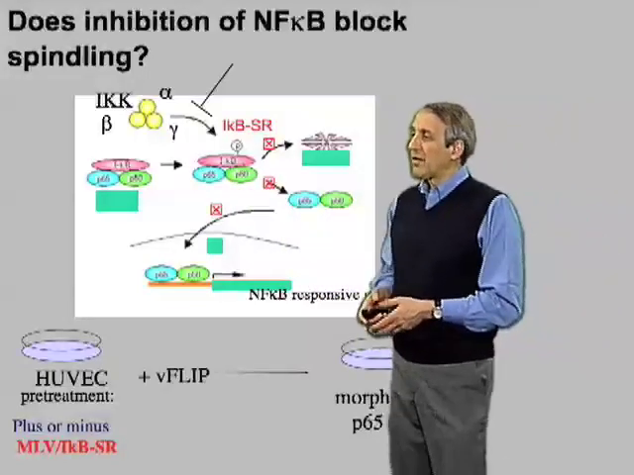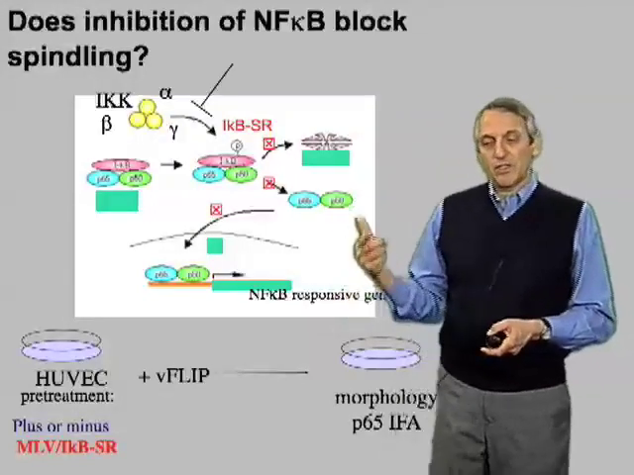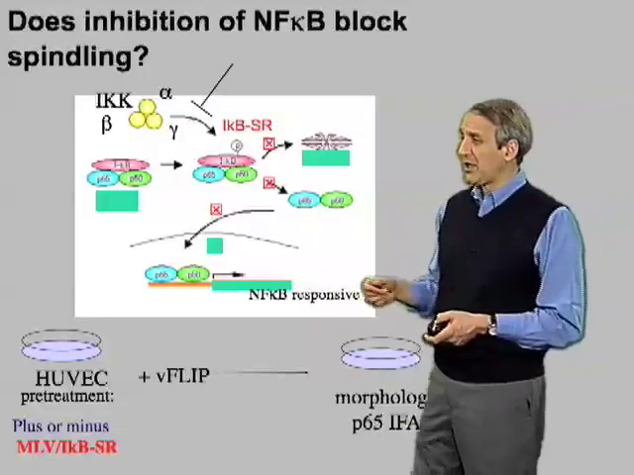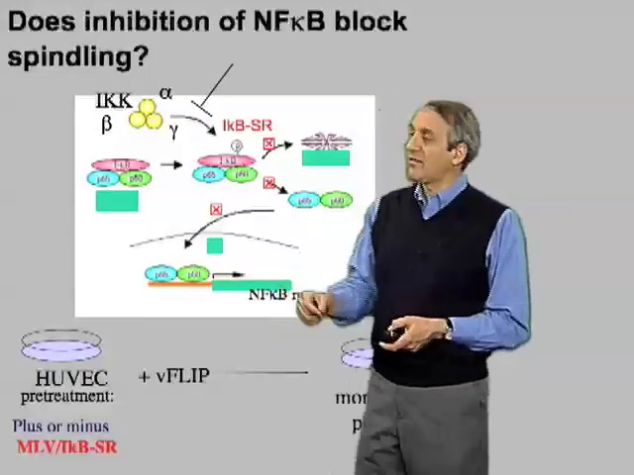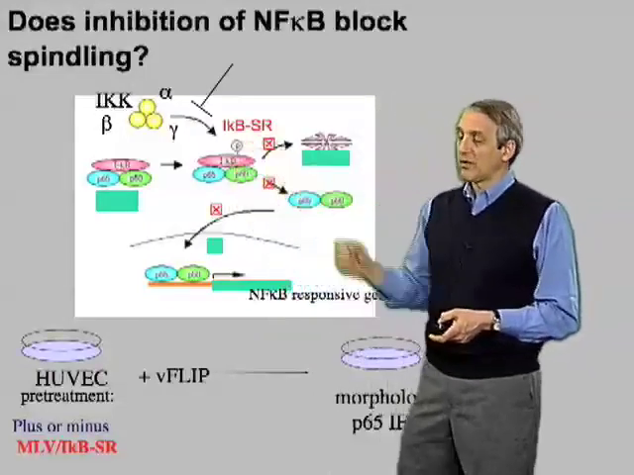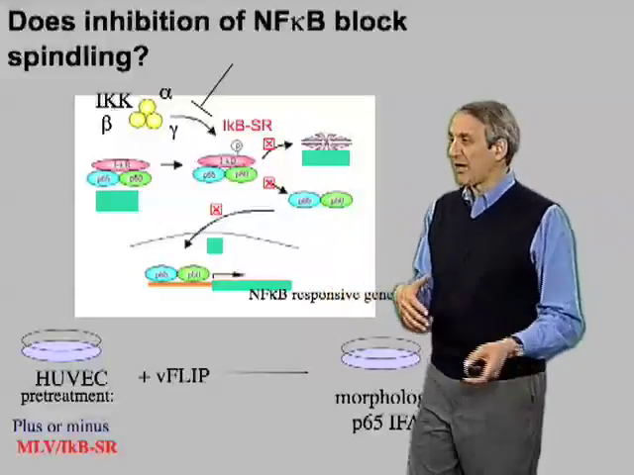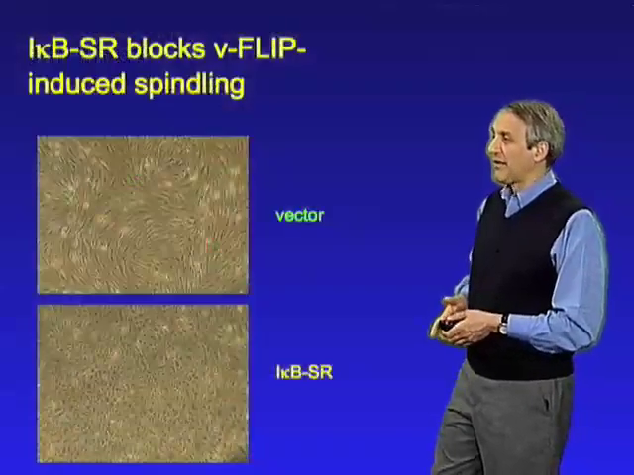Okay? So, in order to ask whether the NF-kappa B inducing activity of FLIP is responsible for the shape change, Claudia did a simple experiment. She infected HuVec cells with a retrovirus that expresses the I-kappa B superrepressor, and then superinfected them with either a control virus or the FLIP virus, and asked about the morphology. And the results were very gratifying.